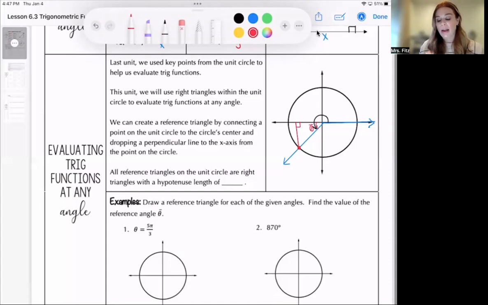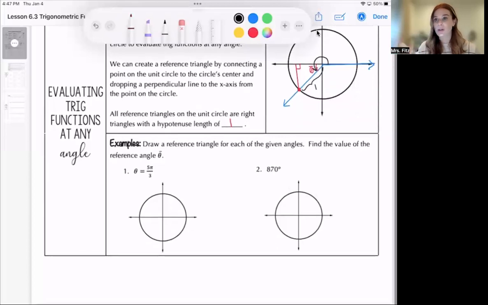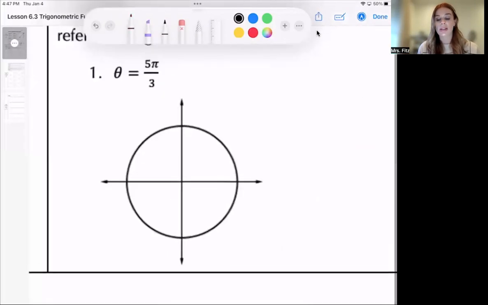Okay, all reference triangles on the unit circle are right triangles with a hypotenuse length of 1. So the hypotenuse length right here for this reference triangle is 1, which is really going to help us out when it comes to evaluating these trig functions. Okay, so let's start with just the reference angle piece, and then we'll throw it all together with actually evaluating the trig functions. So let's start with number 1.